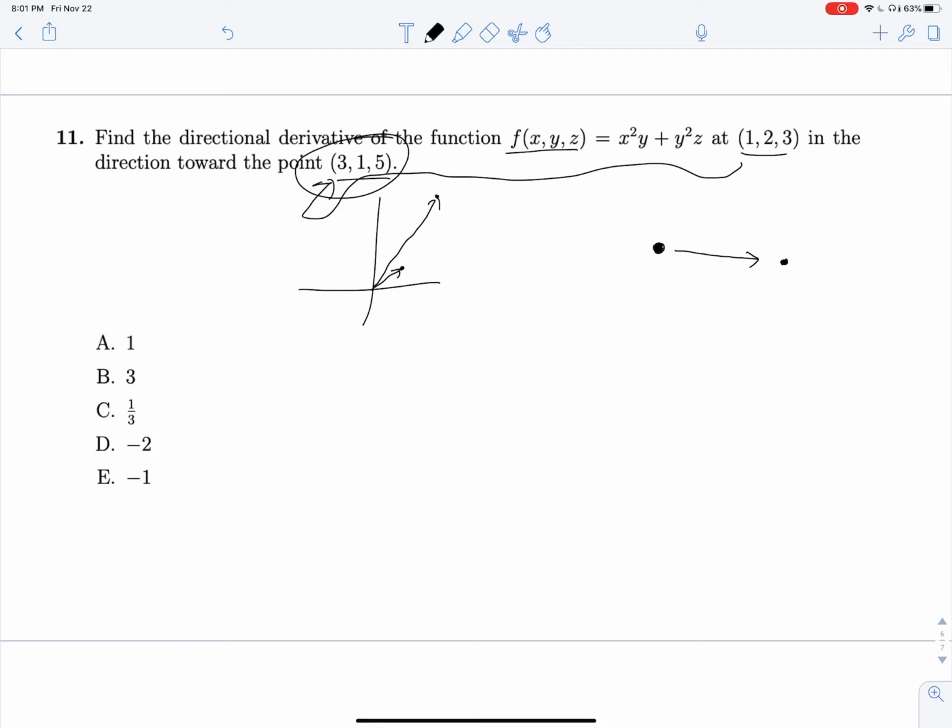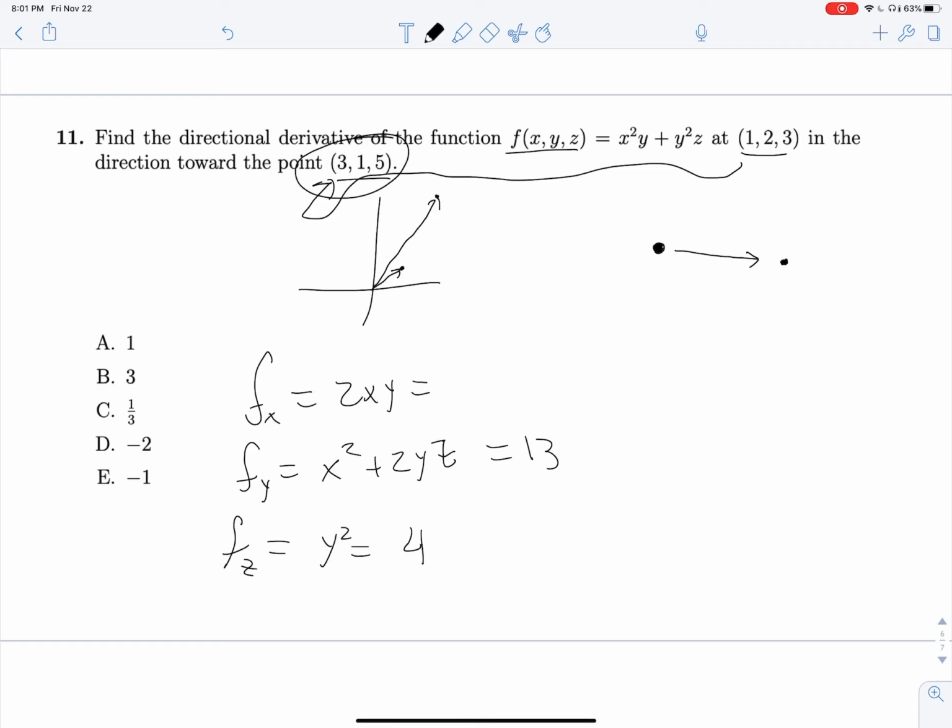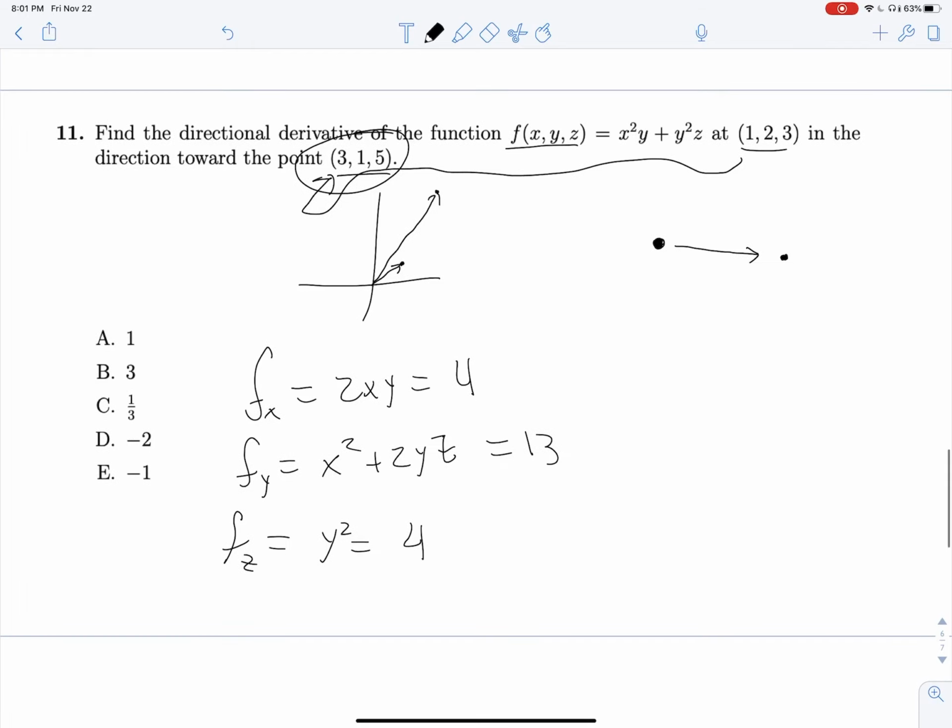So proceeding normally, fx is going to be 2xy, fy is going to be x squared plus 2yz, and fz is going to be y squared, which will be 4. Up here, this will be 1 plus 12, so 13. And this guy right here is going to be 4. Okay, perfect. So our gradient vector is (4, 13, 4).